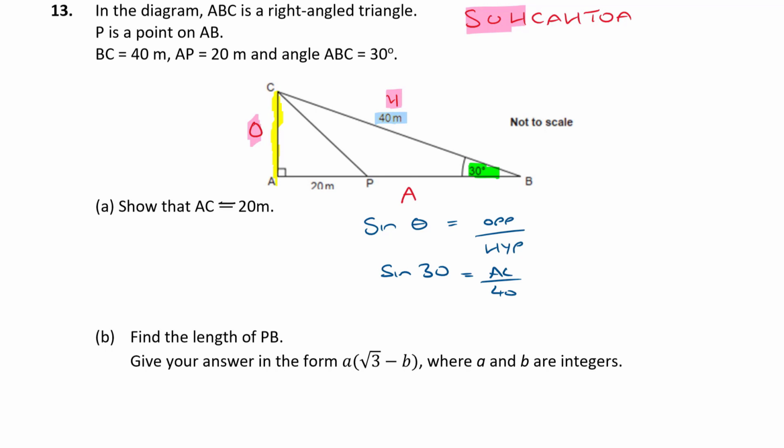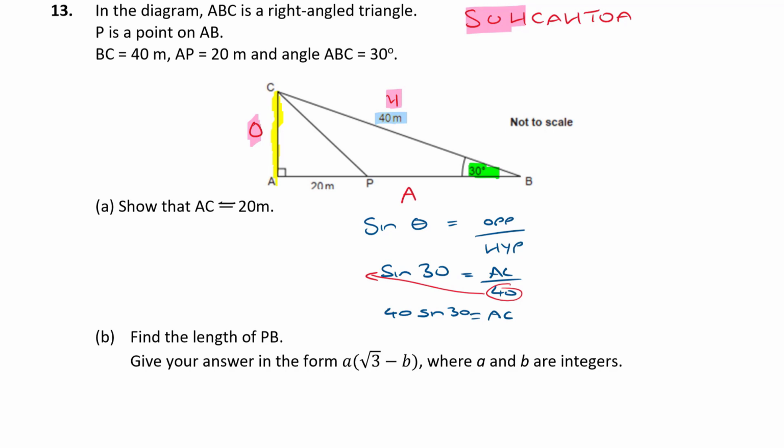So rearranging, multiplying both sides by 40, we'll cross multiply that 40 from where it is to the other side. So I'll get AC is 40 sine 30. At this point, you'd reach for your calculator and then realize, oh, I don't have my calculator. This is the non-calculator paper.